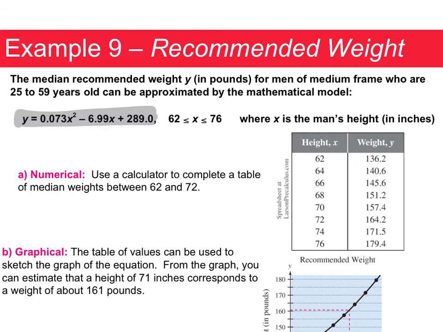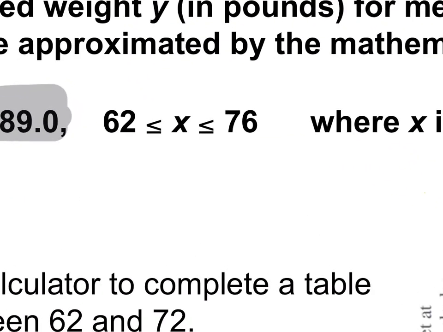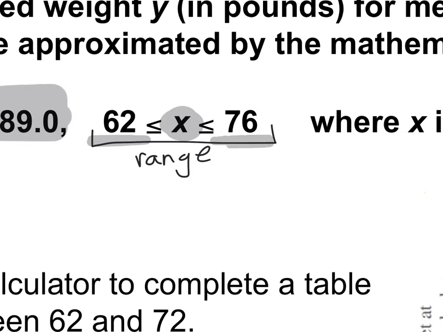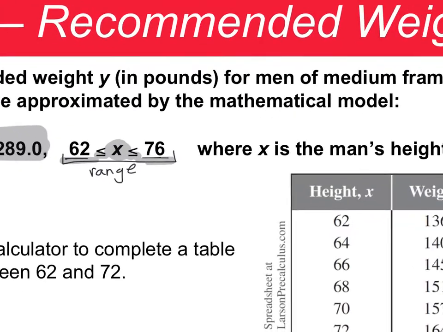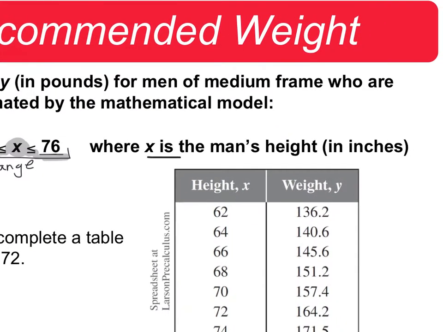We're given a range of X values. It says X there, not Y. So it's telling us our X values are starting at 62 and ending at 76. Both are included because of the equal sign in our inequalities. So it's telling us what our X values are. The lowest is 62, the highest is 76. That's our range. And then it defines X as being the man's height in inches.